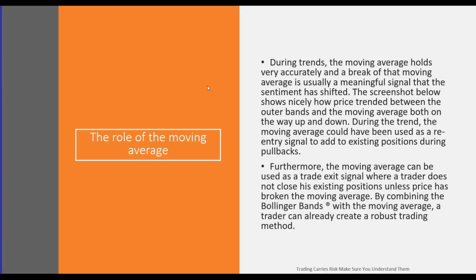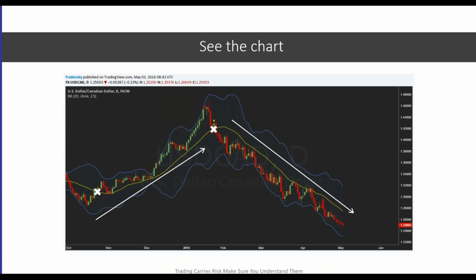Furthermore, the average can be used as a trade exit signal, where a trader does not close his existing positions unless price has broken the moving average. So in other words, if we're in a trade and price is moving up the bands, even though it gets rejected, we still don't close our position until price breaks that moving average on the band.